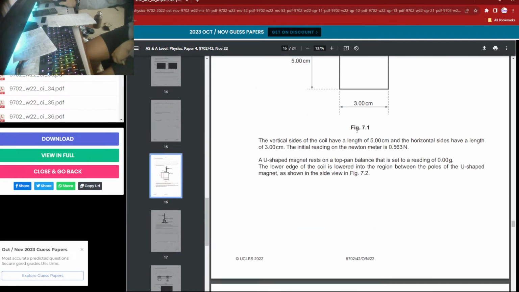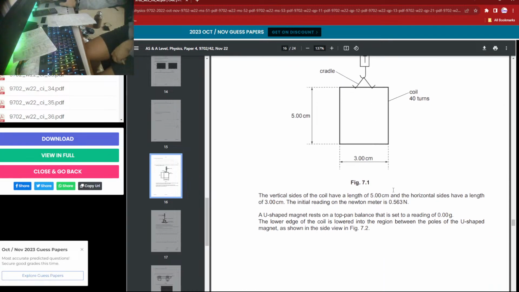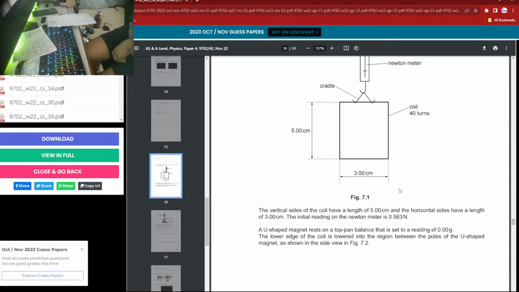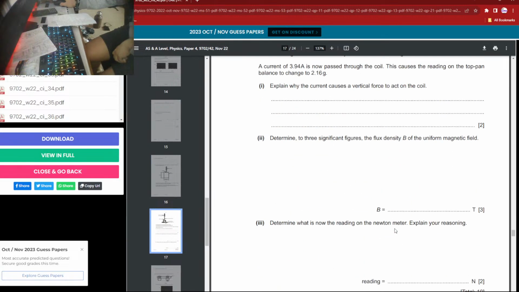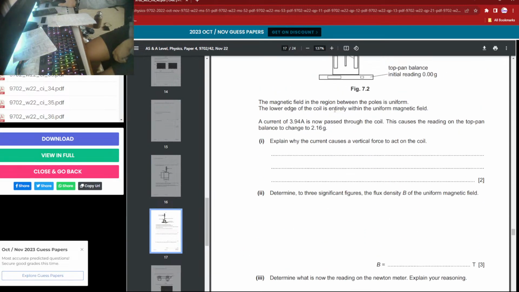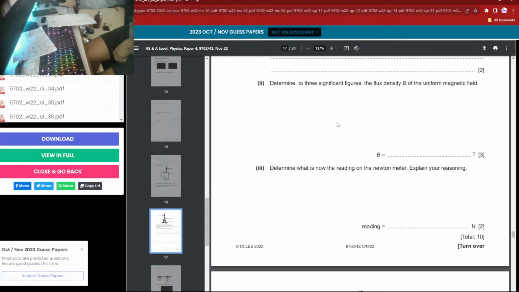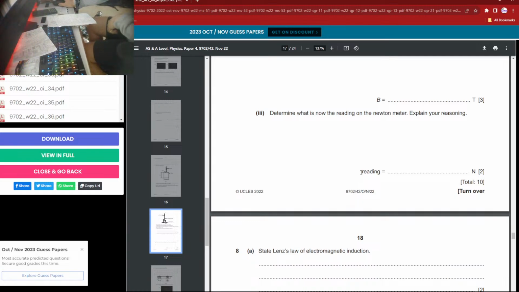So basically, in all questions you have to use all values given, no matter what. All the values here will be of use in your questions. Don't leave anything out, or otherwise one of your answers will be wrong. They don't provide redundant information. Determine what is now the reading on the Newton meter.